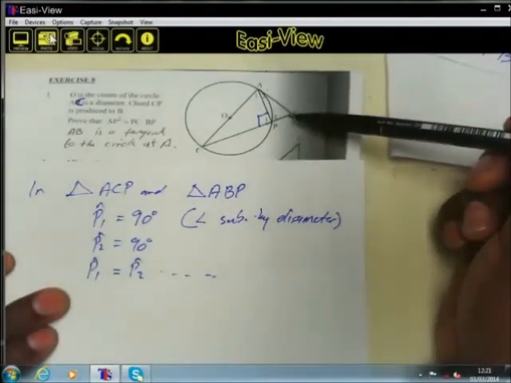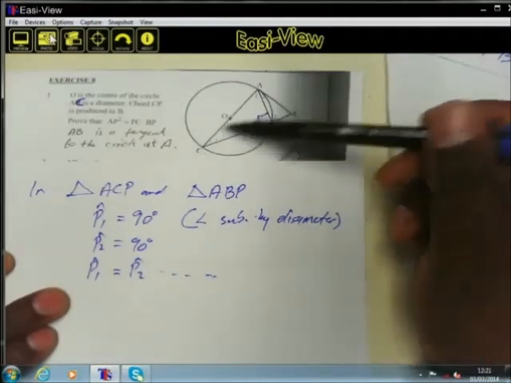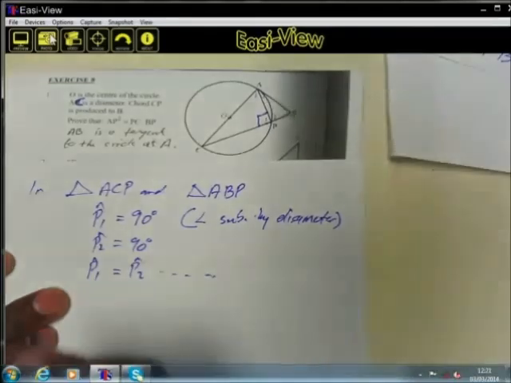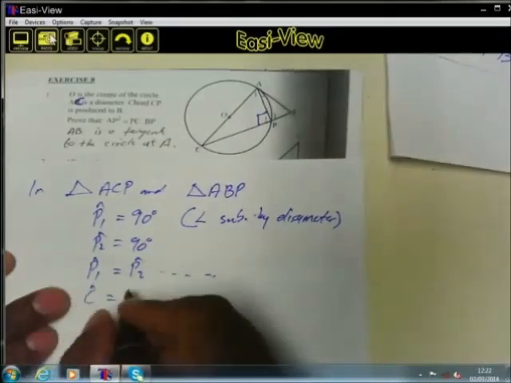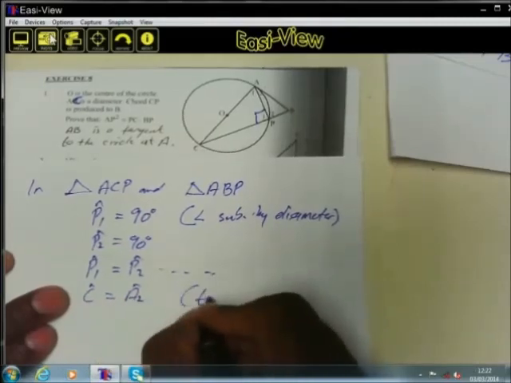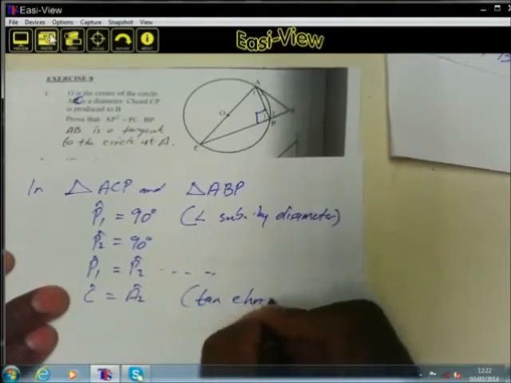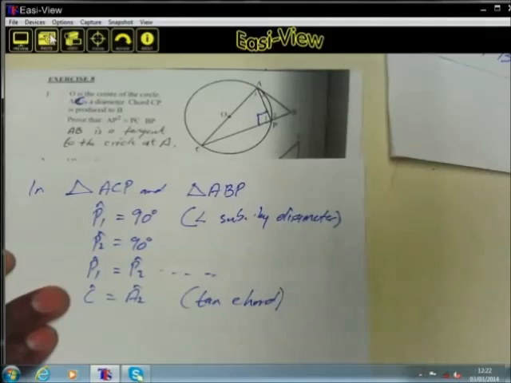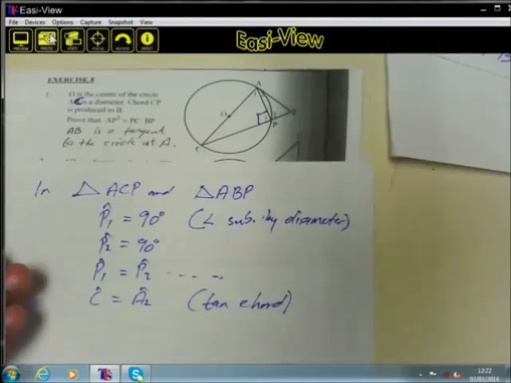Then you can see the tan chord. It means angle C will be equal to angle A2. Why? Tan chord theorem from grade 11. Tan chord theorem: the angle between a tangent and a chord is equal to the angle in the alternate segment.